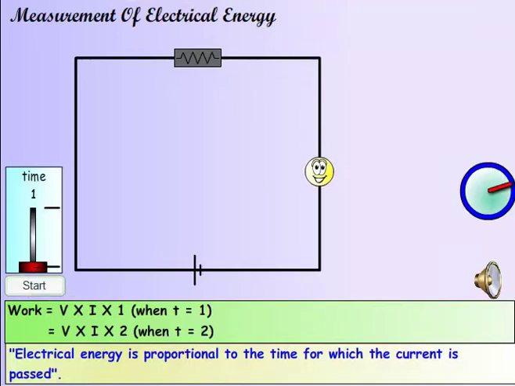Electrical energy in a circuit is the product of the power and time. The power is a product of the voltage and current. The electrical energy is thus proportional to the time that the current flows in the circuit.